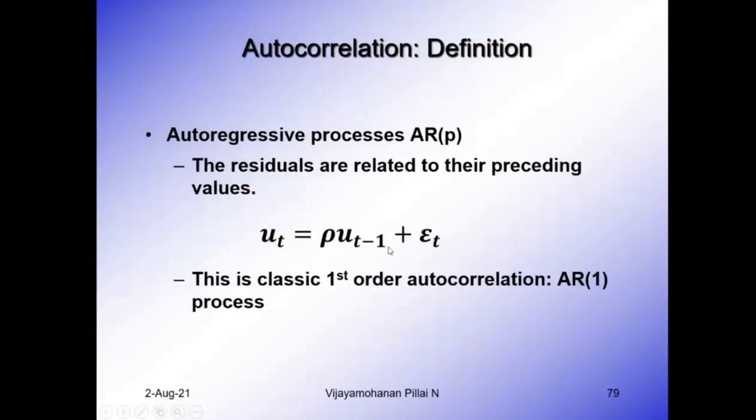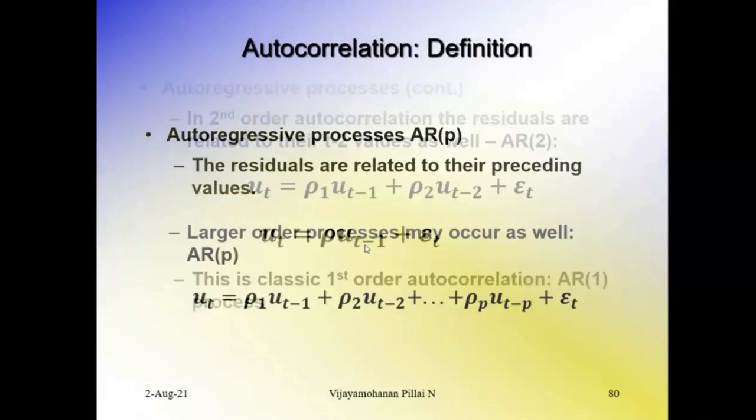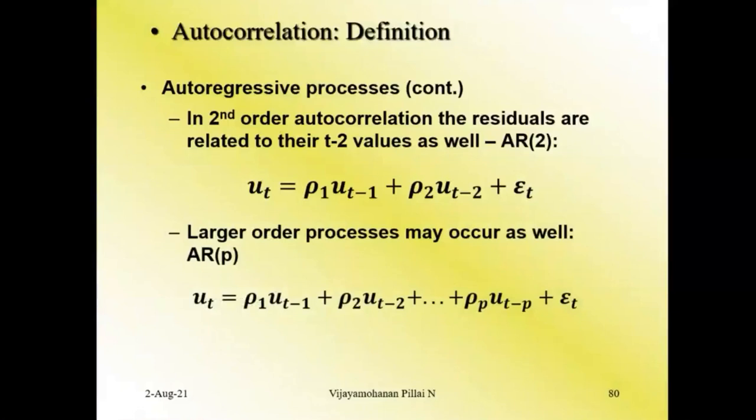We can have higher orders of autoregression. For example, if we use 2 lags, then we have an AR2. And in general, if we use p lags, then we have an AR(p). In all these cases, remember, the current error term is regressed on its own past values, and that is why it is called autoregression.